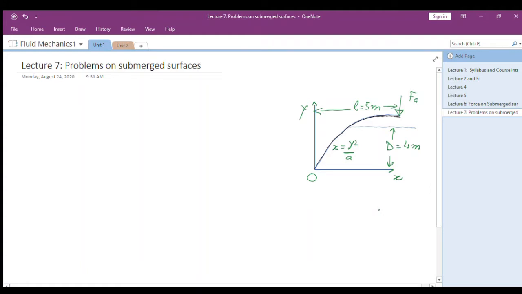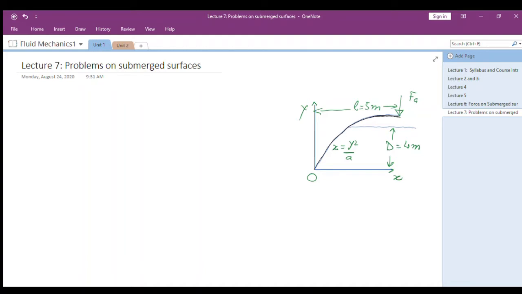Perfect. During our last class, we talked about forces on submerged surfaces. Today we are going to do a few problems on submerged surfaces. We talked about two kinds of submerged surfaces, a plane submerged surface and a curved submerged surface. Today we will do a few problems on that.